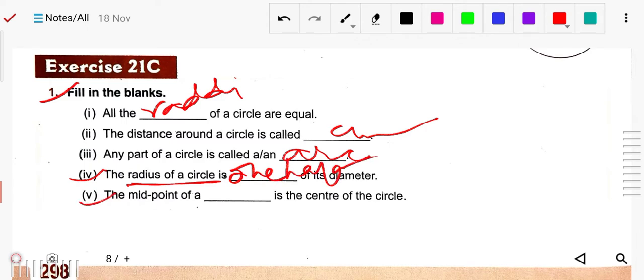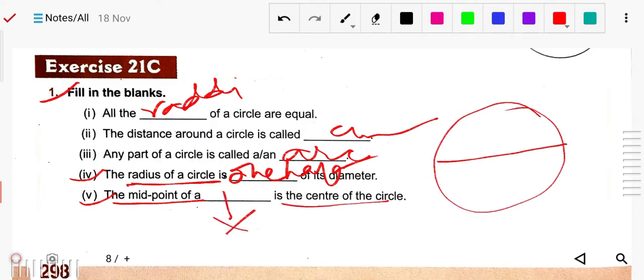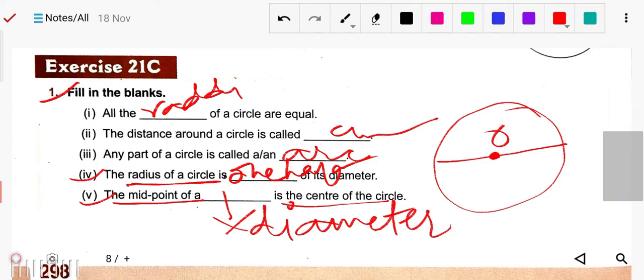The midpoint of a dash is the center of the circle. Midpoint of what? The midpoint of a diameter. Like this is a circle and this is a diameter, its midpoint will always be the center. So it will be the diameter here. So you can do it like this.